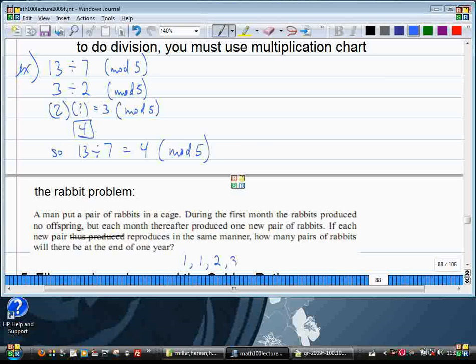Now, 1 month later, how many pairs of rabbits will there be? 5. And why is that? 2 adult pairs, 1 baby pair. So those 2 adults give you offspring. And now you have 5 pairs of rabbits. Now if you can keep track of all this in your head, 1 month later, how many pairs of rabbits will there be? And why is that?